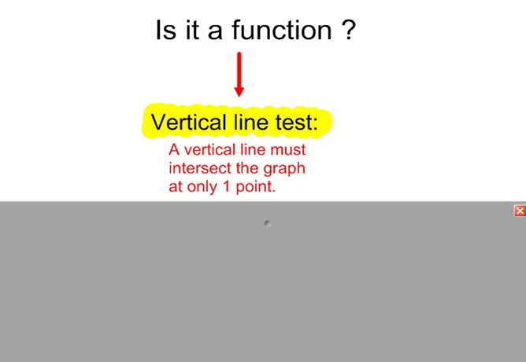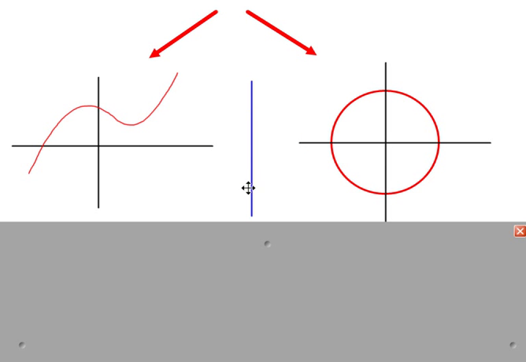To determine if something is a function, we can do a vertical line test. So in the example on the left, our vertical line, if I move the line around, it intersects the curve at only one point. So this is a function. For the circle, you can see there are multiple points of intersection between the vertical line and the circle. So this is not a function.